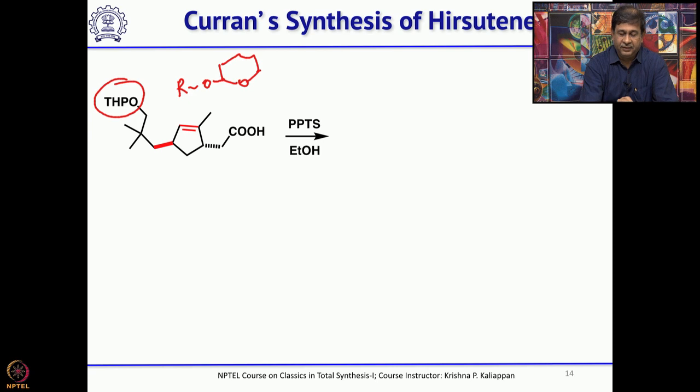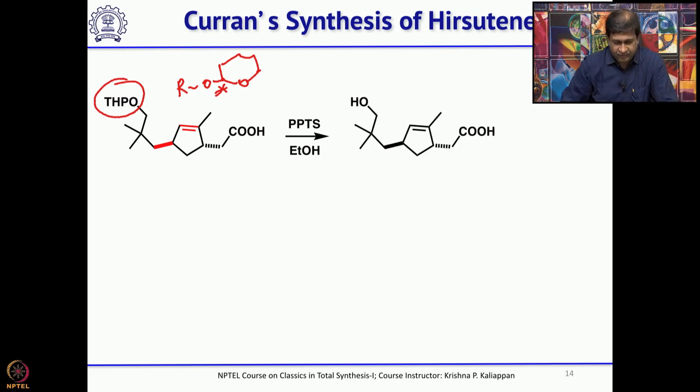this is THP, and then you can see there is another chiral center here. Because of this extra chiral center, you will get diastereomers, a mixture, so the NMR won't be clean. So whenever you use a THP ether, and if you have a chiral center in your molecule, remove the THP as early as possible so that you will get a good spectrum. So then remove the THP and you get the primary alcohol.